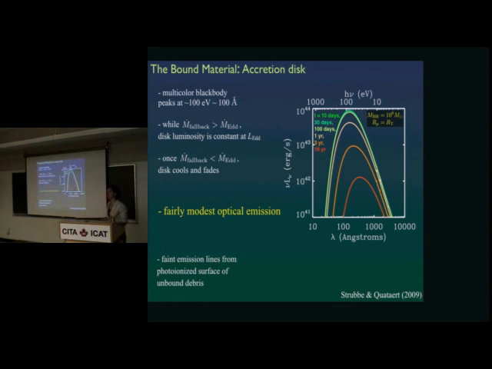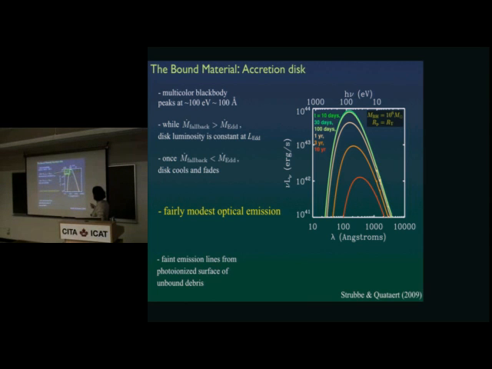So the first place to look could be the accretion disk. Here I'm plotting the spectral energy distribution, in ergs per second, as a function of wavelength and energy from an analytic model of a thin to slim accretion disk. And this is as a function of time for a 10 to the 6 solar mass black hole disrupting a star at the tidal radius. The accretion disk emits as a multicolored black body, which is peaking at about 100 eV or 100 angstroms.